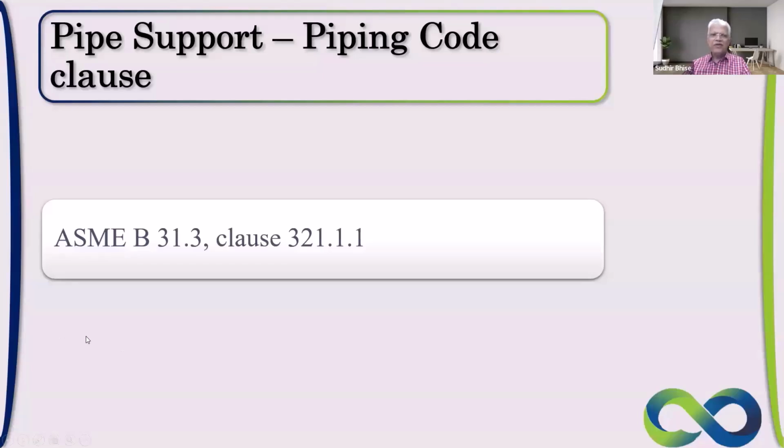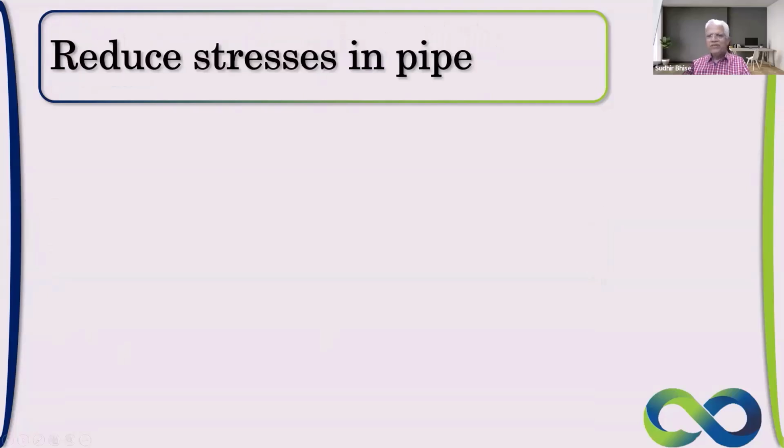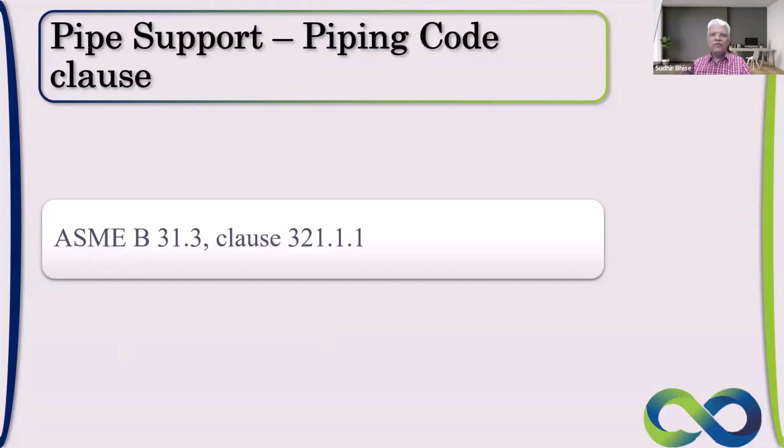So we are concentrating on 31.3. 31.1 is a bit easier because it directly gives you good guidance on the supporting. So let us continue further.